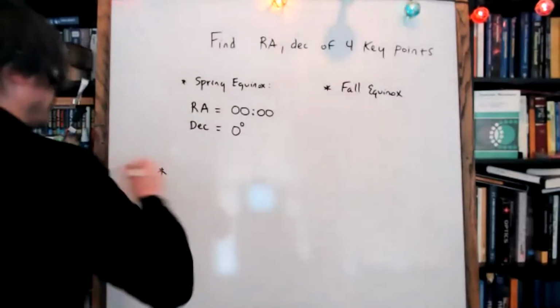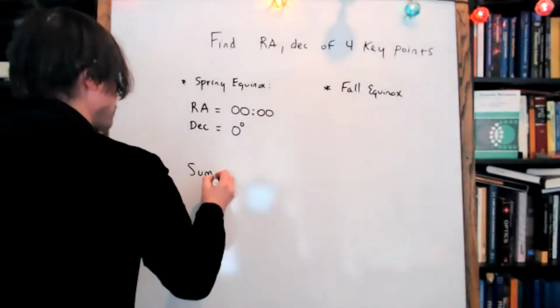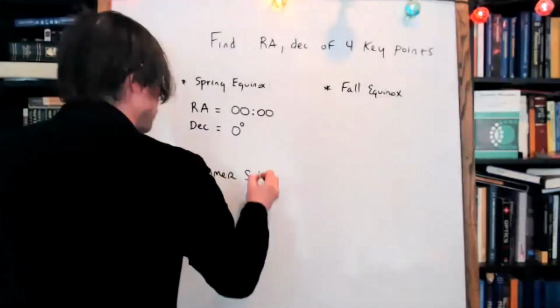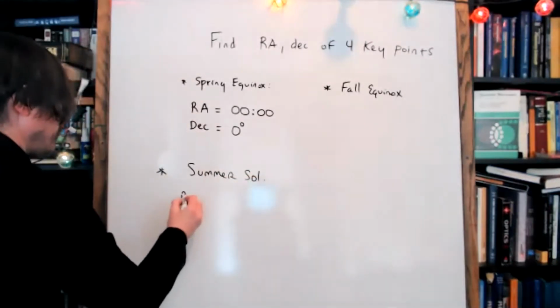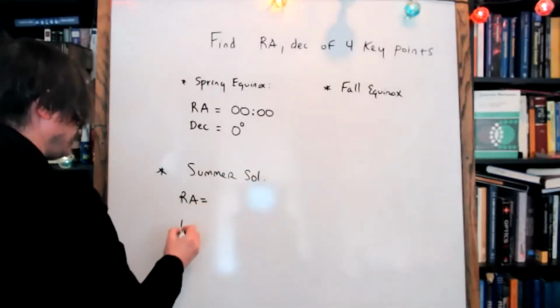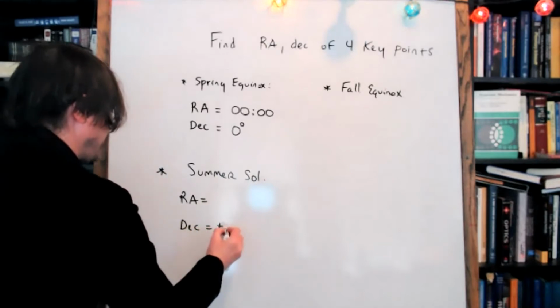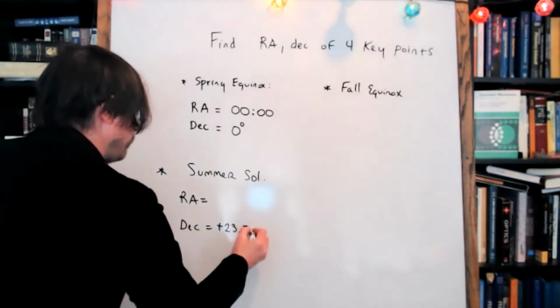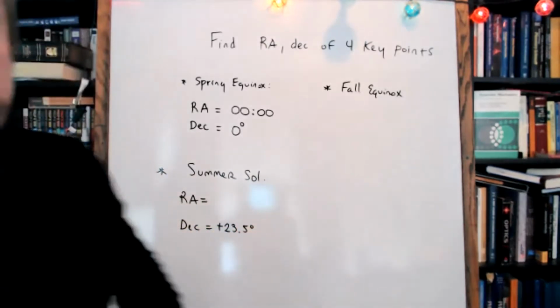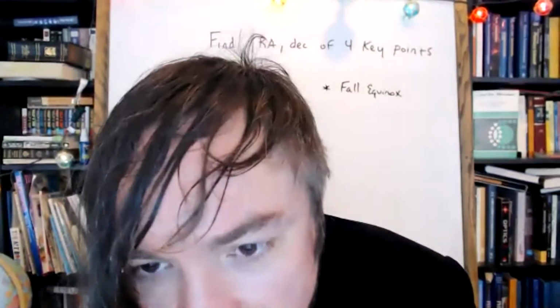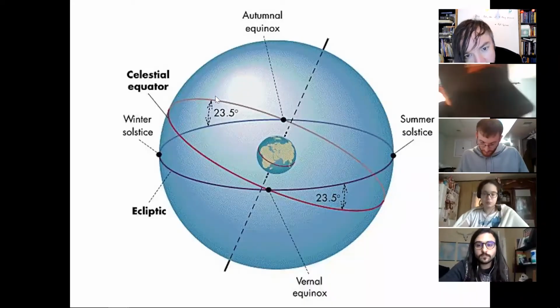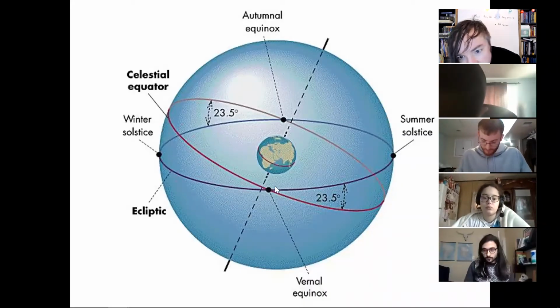So let's write this down. For the summer solstice, we'll get to the RA in a second, but the declination would be positive 23.5 degrees. Good. So that's your dec. Now give me the RA if you can. And here you might want to think about what this is like, a turn around the clock is 24 hours.